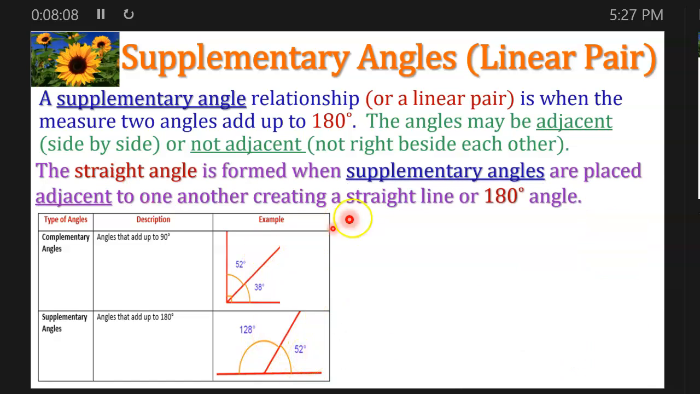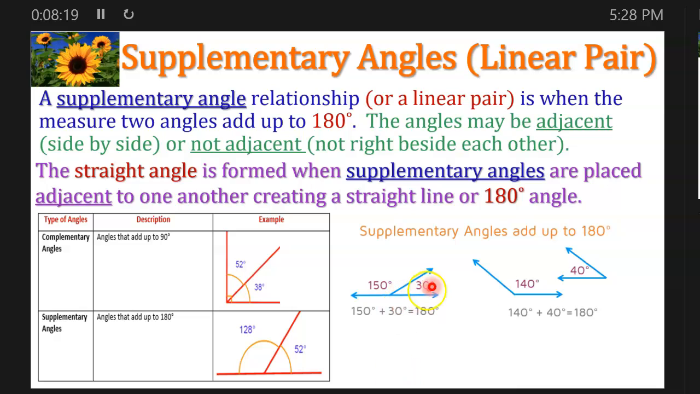The straight angle is formed when supplementary angles are placed adjacent to one another, creating a line. So notice how this angle and this angle makes this bottom line here. And here's just another example of supplementary that adds up to 180, where these are adjacent, sharing that ray there. In geometry, we call that a ray. And that vertex point. Also, over here we have 2 that are not adjacent, but also supplementary.